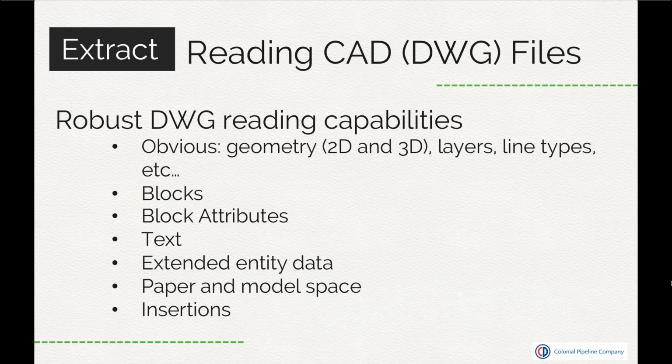Well, in this case, there was a need for checking if one attribute was filled out and another one filled out, or if that one's filled out, then another one has to be filled out. With FME, we can read the text and we can also read the text value, which means we can test against that. Extended entity data, paper space, model spaces, and block inserts, so things like XREF. And these are all functions that were needed for Colonial.